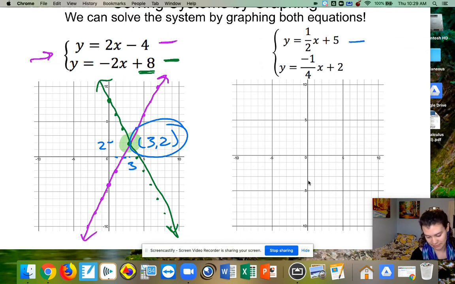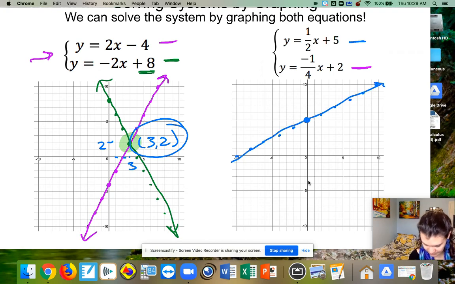Same idea for the next one. I'm going to do blue there, and let's do purple here. So blue, start at 5. We're going to go up 1 over 2, up 1 over 2 to follow the slope. And keep doing the same. Draw your line. And do the same with the purple line.